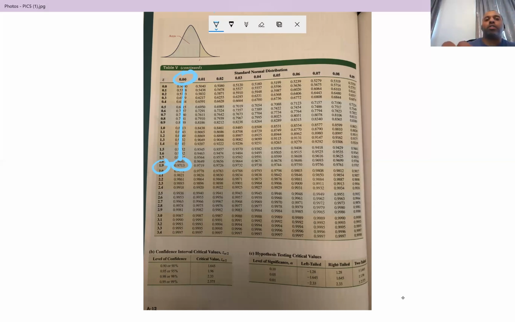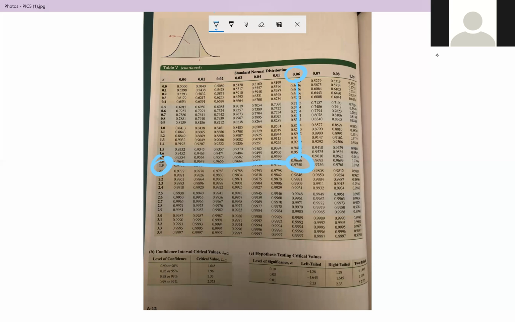Well, yeah, that top row right here represents that last digit. So if it was 1.93, then I would go over to the 3 here. You see what I mean? Or if it was 1.96, my 1.9 is right here, but I would go to 6 over here. Okay, I see what you mean now. I get it now. Gotcha.